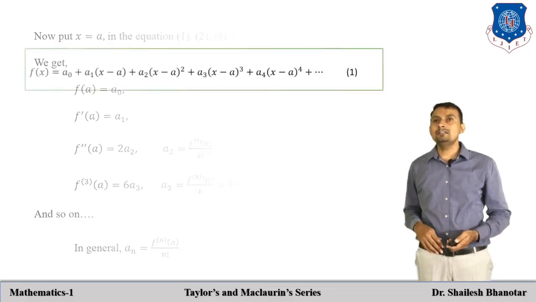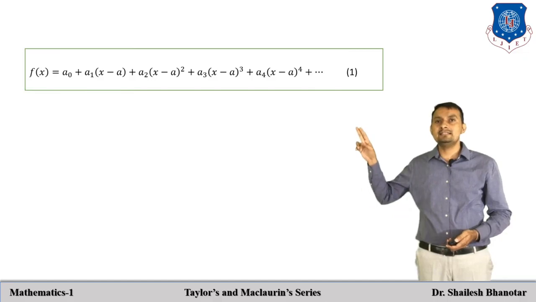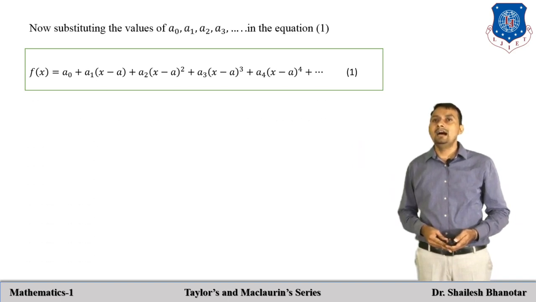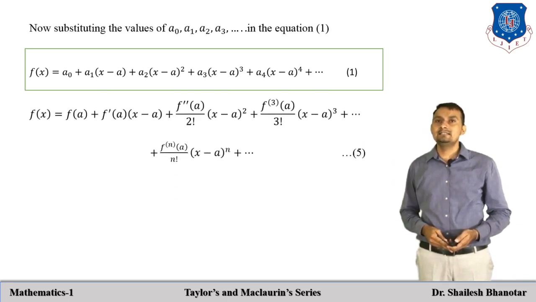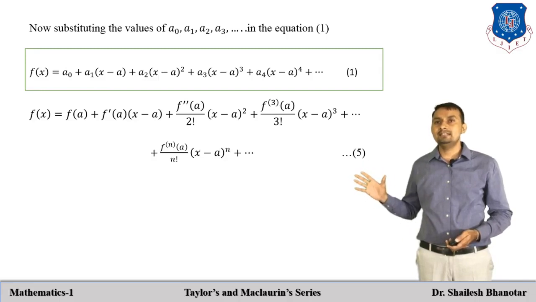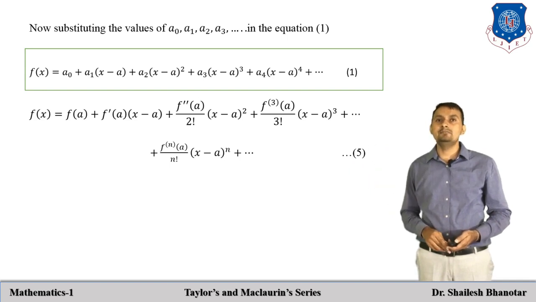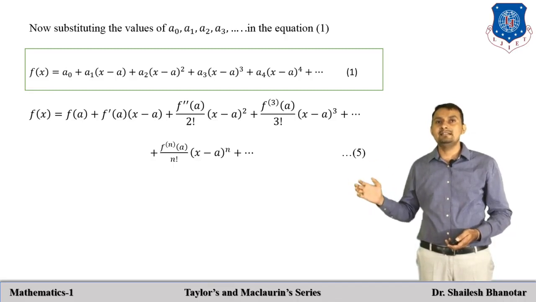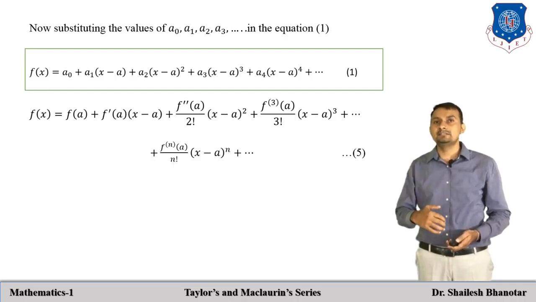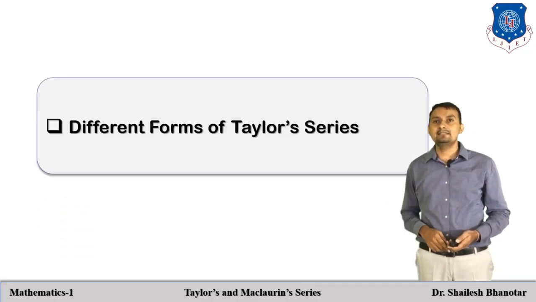Now we substitute all these values in equation number 1. This is our considered power series. When we substitute all these values a0, a1, a2, a3 and a4, we get what is known as the Taylor series representation. This is our standard form. Whenever we are given a function f(x), that function can be expressed in powers of (x minus a). In other words, the function can be expressed or estimated about any nearby point, and that is exactly our Taylor series.